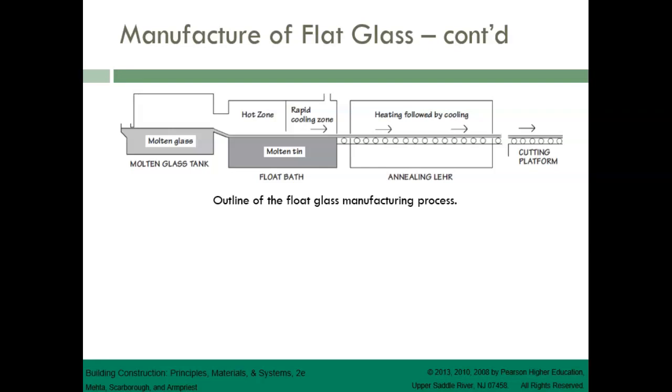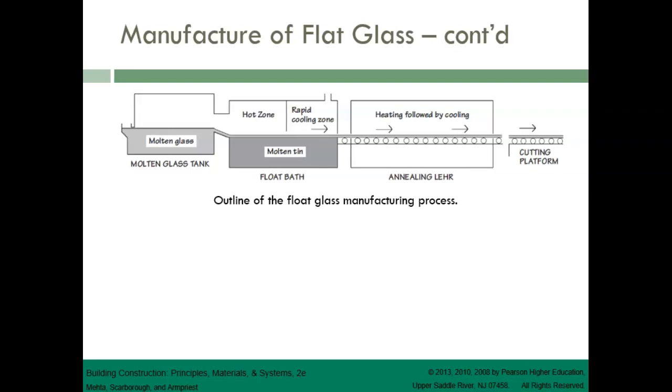The two major ingredients added to silica for making flat glass are sodium oxide and calcium oxide. That is why flat glass is sometimes referred to as soda-lime glass. Soda-lime glass consists of approximately 72% silica, 15% sodium oxide, 9% calcium oxide, and 4% other minor ingredients.